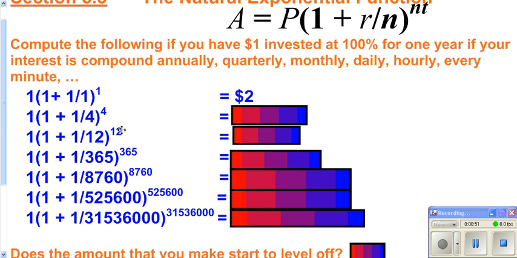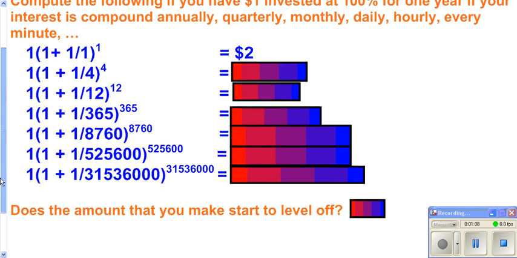Monthly, so n would be 12. Daily, so n is 365. Hourly, every minute, and then at the bottom, every second. So go ahead and use your calculator to work all those out.